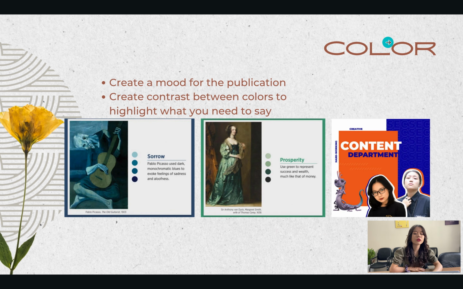So next is the color. Color is a very important element in a design because it creates a mood for the publication. For instance, when we want to convey our mood that we are sad, we often use blue, because you also know that "I feel blue" is "I feel sad" in English. So blue often portrays sadness. Next is prosperity. We often use the light green here to represent success and wealth.